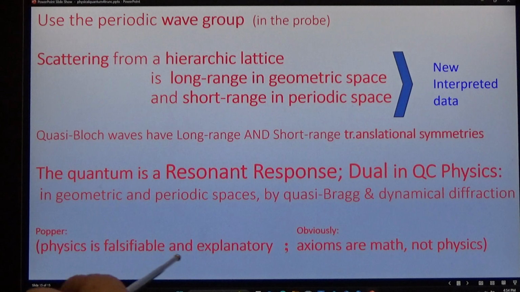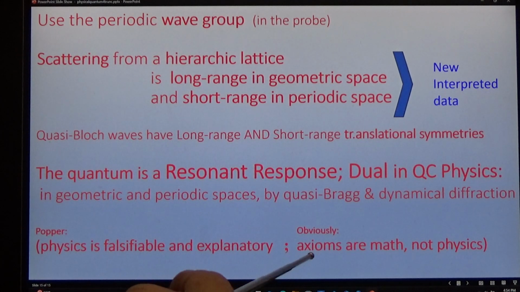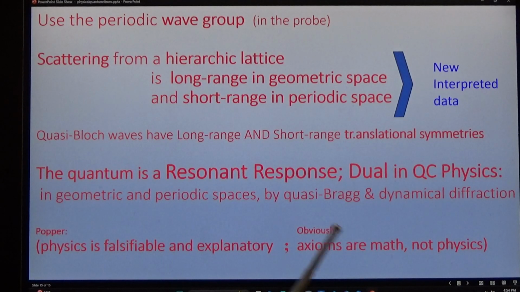Finally, physics is falsifiable and explanatory. Axioms are math because they are unfalsifiable.